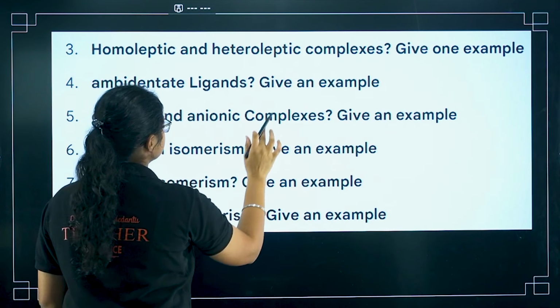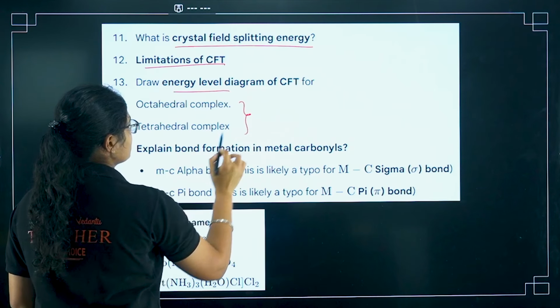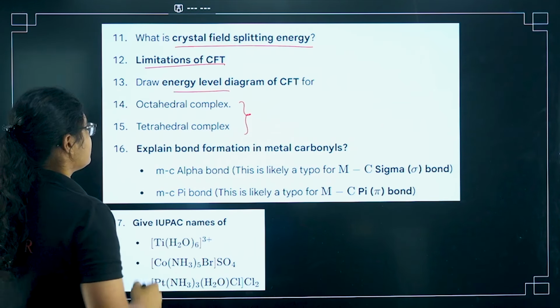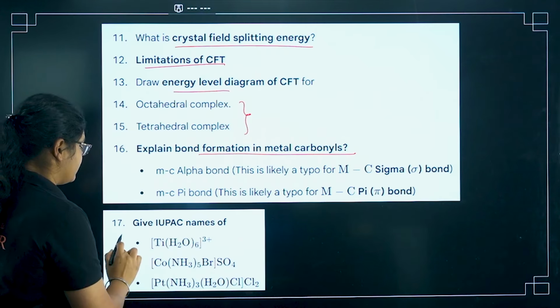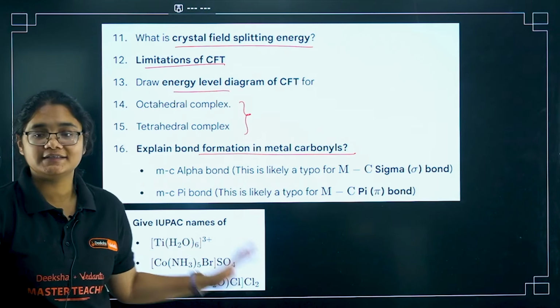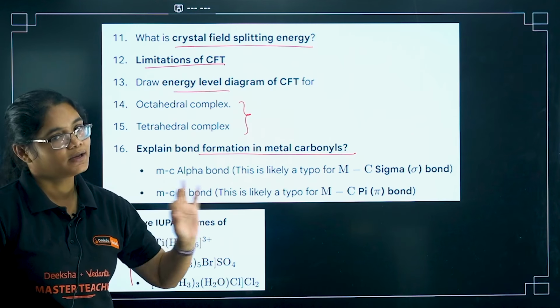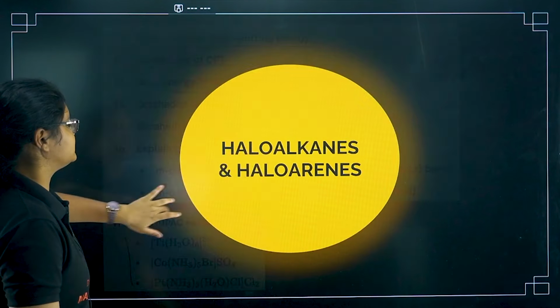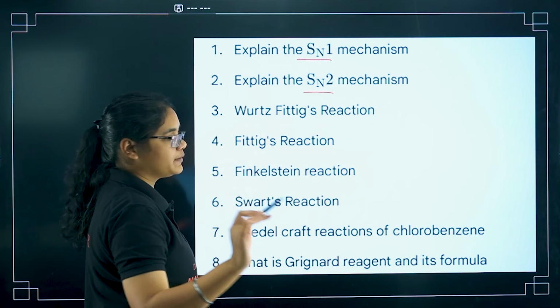Okay, next we have crystal field splitting energy and limitations of crystal field theory. Then you have the energy level diagram for octahedral and tetrahedral splitting. Then you have bond formation in metal carbonyls, that is the synergic bond, and you also need to practice some IUPAC names. All the examples given in your book regarding IUPAC names, you can prepare all those IUPAC examples.